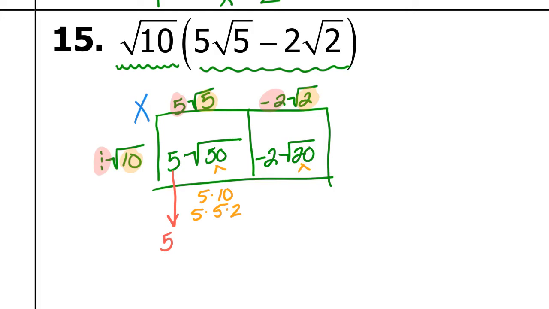So I'm going to look for pairs of numbers. The first 5 is able to get out, and a 2 is left behind. So this simplifies down to 25 square roots of 2.